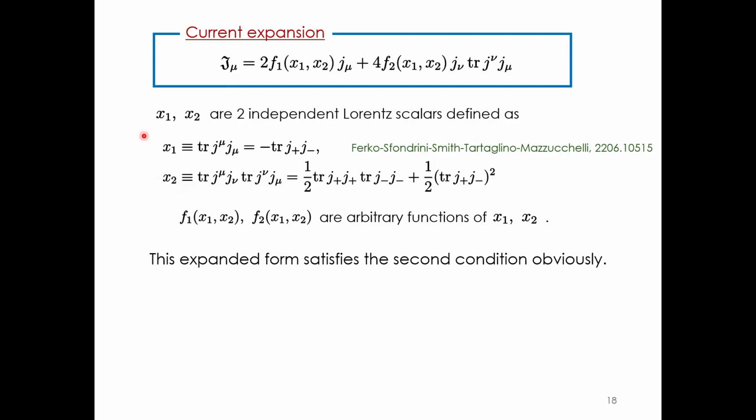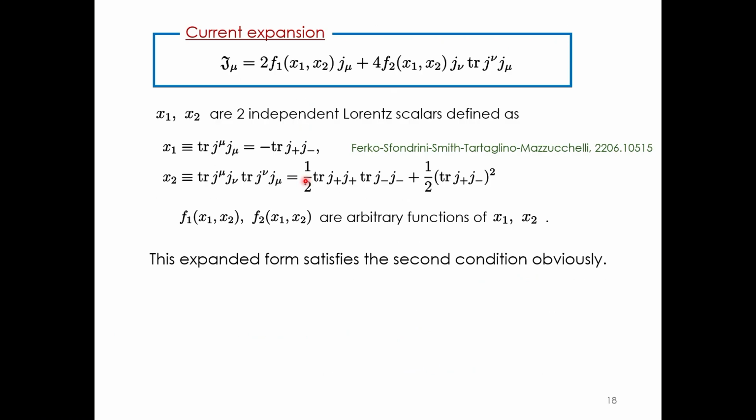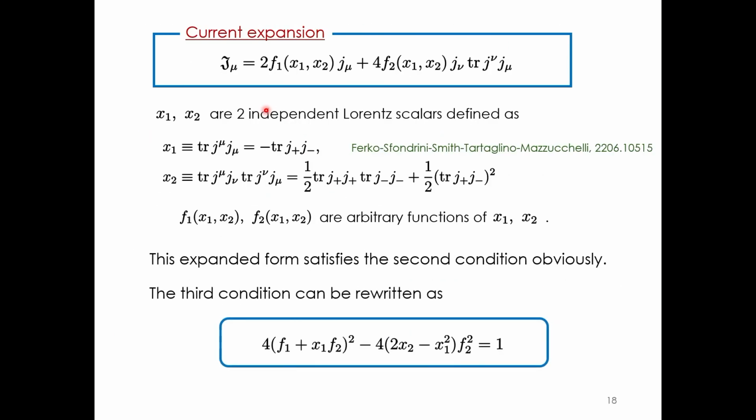But here we will take this basis. And actually, the choice of basis depends on the choice of meromorphic functions or boundary conditions. If we change the meromorphic functions or the boundary conditions, we need to change the basis x1, x2 to x1 tilde, x2 tilde or something. But here, we will take this basis. Okay, so this J mu is expanded like this. Then this second condition is automatically satisfied. So the second condition is okay. Then the third condition can be rewritten into this form.